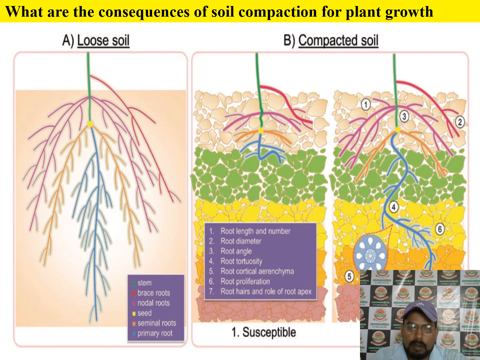Next is the comparison of compaction and plant growth. Loose soil increases root growth in the stem, base root and nodal root, seed and seed beds. Root growth increases properly, and when root growth is maximum, the absorption of nutrients and water also increases in the soil. But compacted soil decreases root growth length, root diameter, root angle, root tortuosity, rhizome, and root proliferation. These are the differences between loose soil and compacted soil.